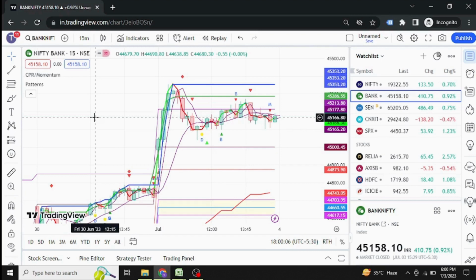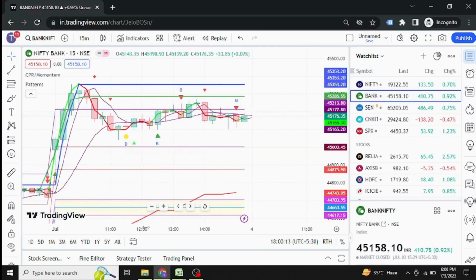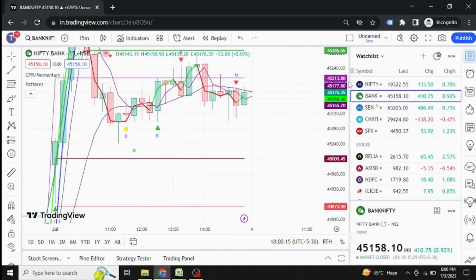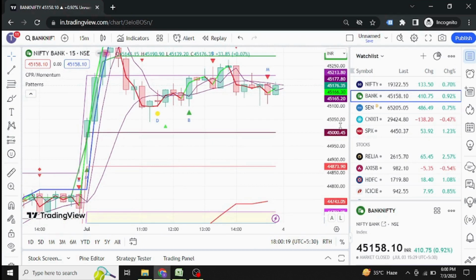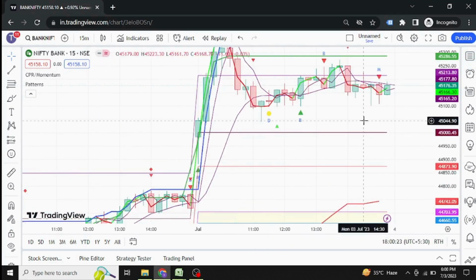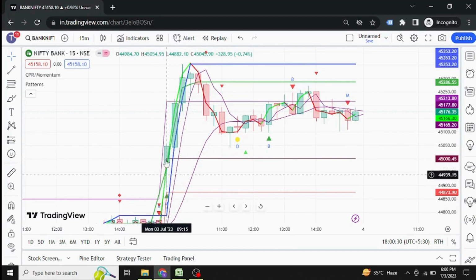So I'll explain it to you. I'll make it a little bigger. Now let's take today's chart. Today there was a gap up. As soon as the gap up opened, the first candle, we are taking the 15 minute candle, closed over here.